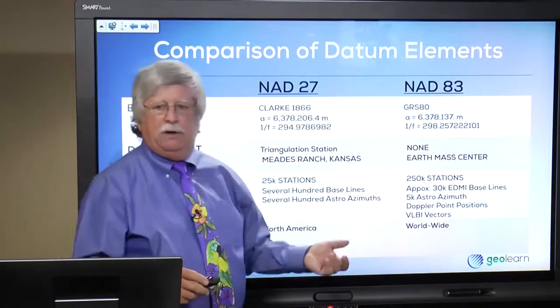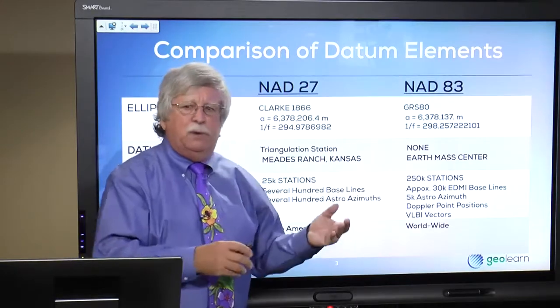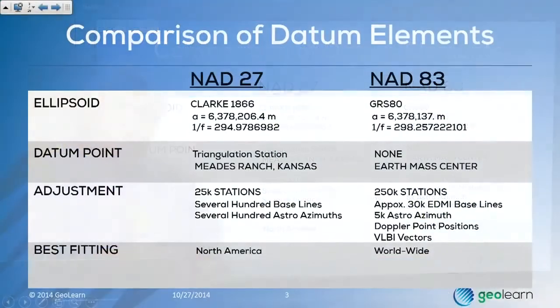Just a rehash of the relationship between our older datum, NAD 27, and NAD 83. We went from a system that was best fitting to just North America to one that is best fitting globally. A transition of the origin of our coordinates from a specific survey mark in the middle of a farmer's field in Kansas to Earth's geocenter. And of course, at Earth's geocenter, there is no survey mark.